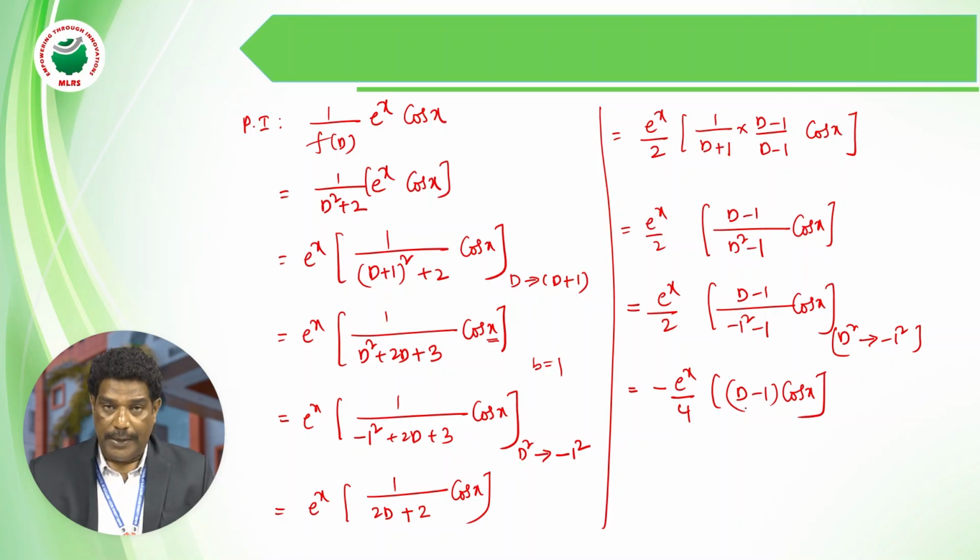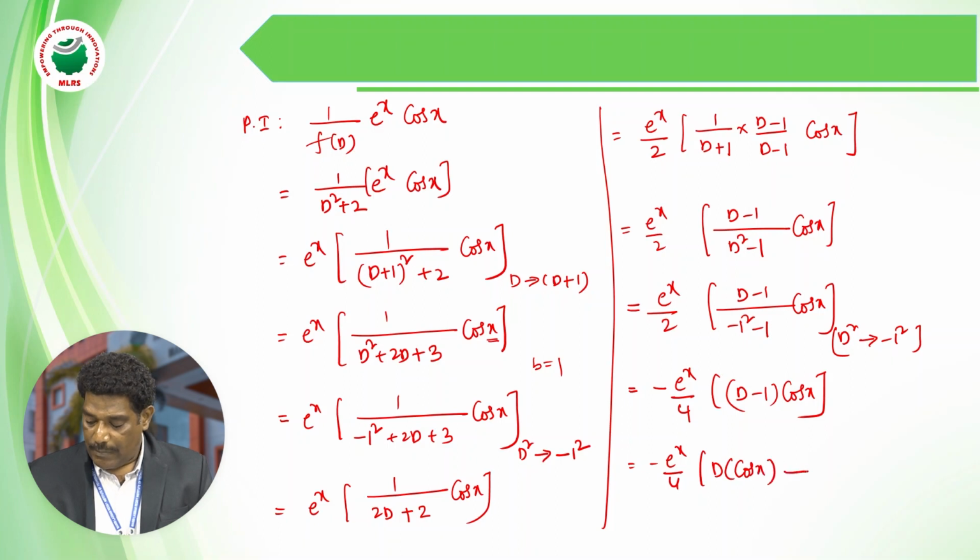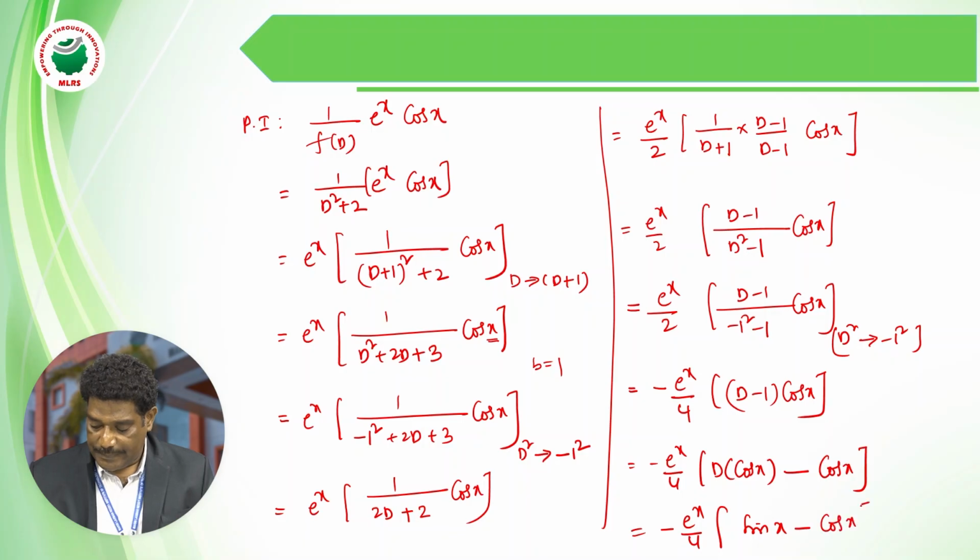Now multiply the numerator: D minus 1 into cos x. So minus e power of x by 4 into D cos x, and D means derivative, that means the derivative of cos x, minus 1 into cos x. So minus e power of x by 4 into, the derivative of cos x being minus sin x, that gives sin x minus cos x with the sign handled. That's it. This is our required particular integral.